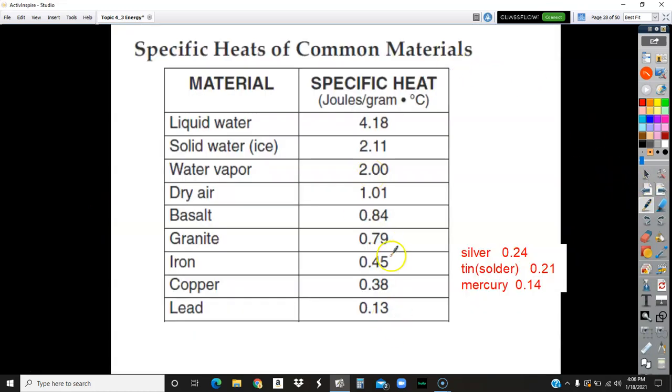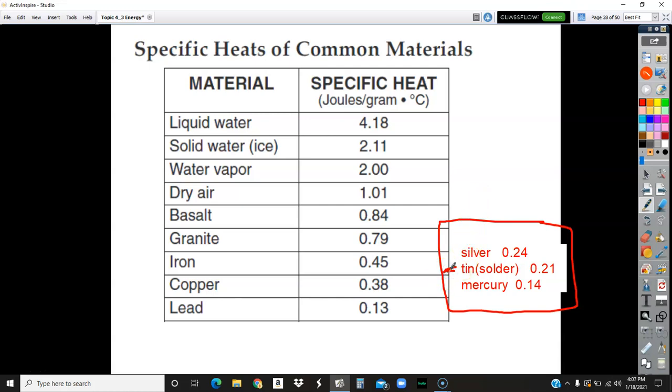So here's those numbers again. I threw a couple of other numbers here that are not listed on the reference table. I've discussed them with kids. Sometimes I get kids that are into electrical and wiring and doing stuff like that. And there's a thing called solder. I don't know if you know what solder is.